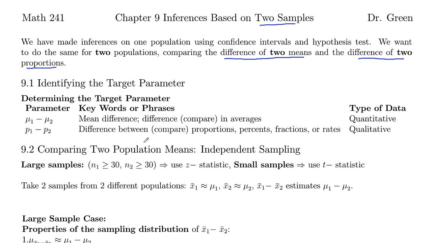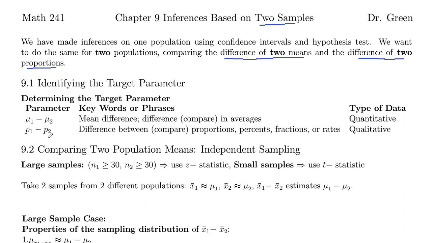So let's look at what our parameters would be here for a two-sample test. If you're talking about the difference of means, you're trying to estimate the true value of mean 1 minus mean 2. Keywords that would indicate this are things like mean difference, compare averages, or difference in averages, and it's quantitative data.